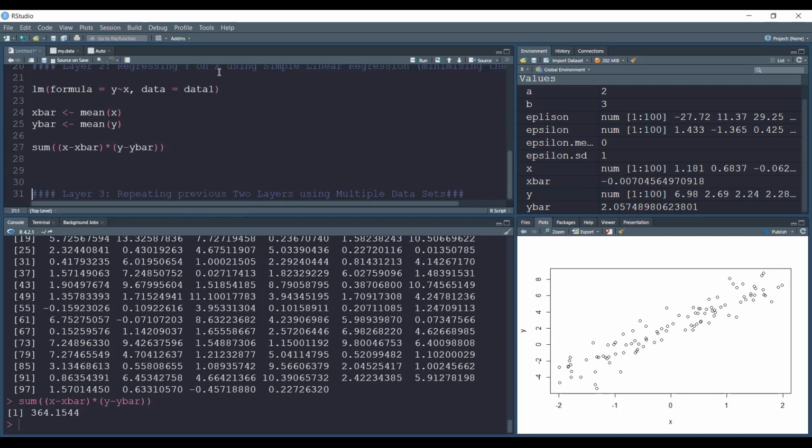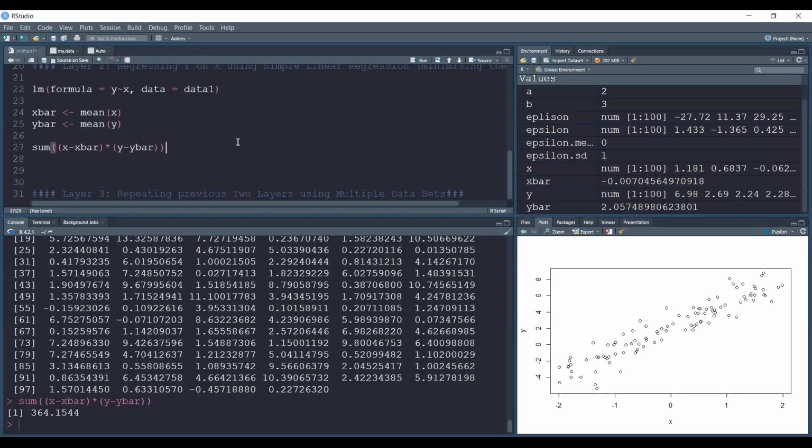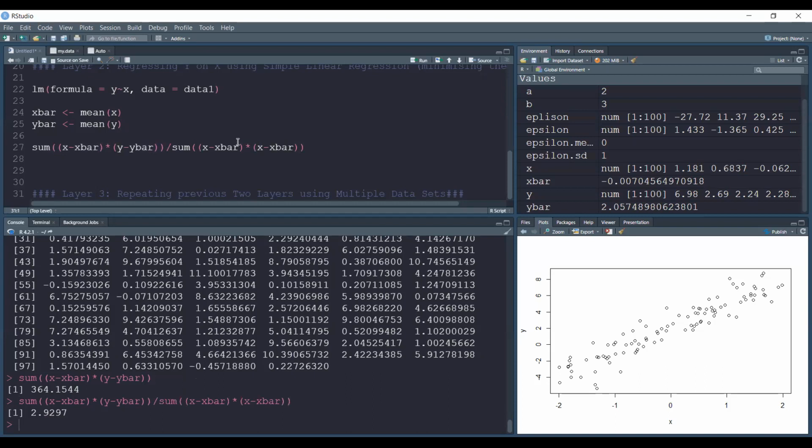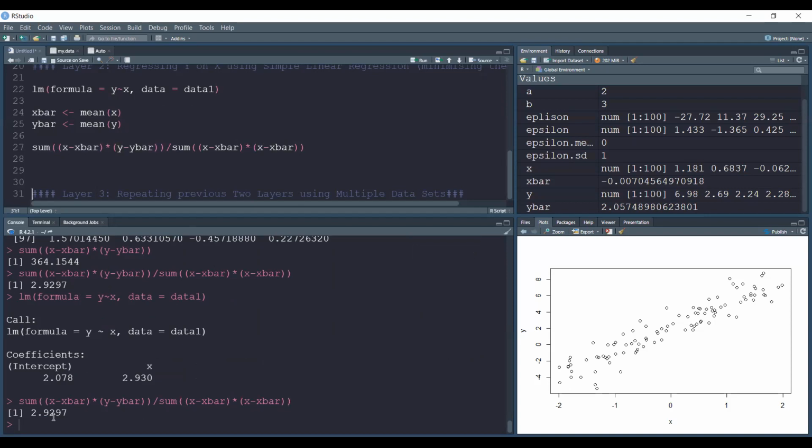364.1544. We need to divide it by the denominator. And the denominator is basically the same thing, but instead of multiplying this by the y minus y bar, it's this times itself. So that shouldn't be too difficult. It's just this times itself. And there we go. Let's look at this again. Oh no. Do we have the same? We don't have exactly the same. It might be just because it's rounding though, right?